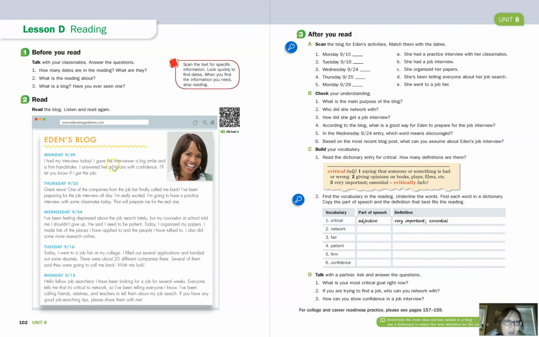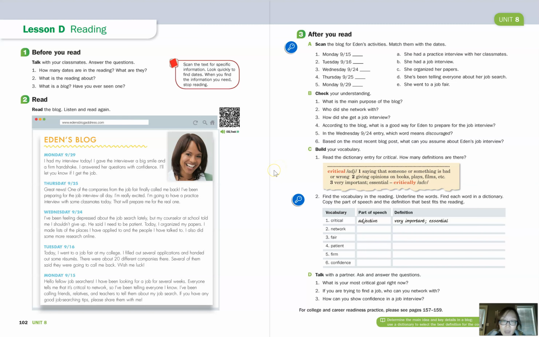And if you look at some of the things that she said, like she gave the interviewer a big smile and a firm handshake, and you can see the word confidence here. She answered her questions with confidence. So we can assume that Eden had a good job interview, or we can say that her interview went well.